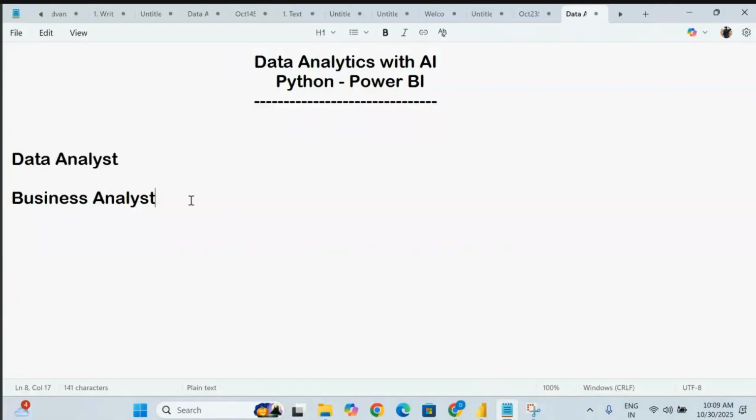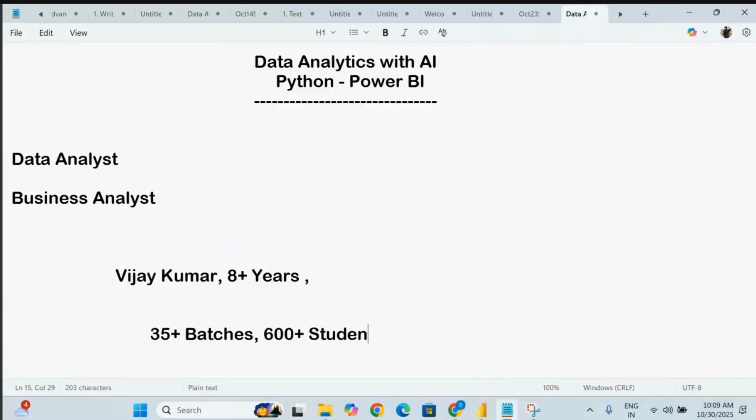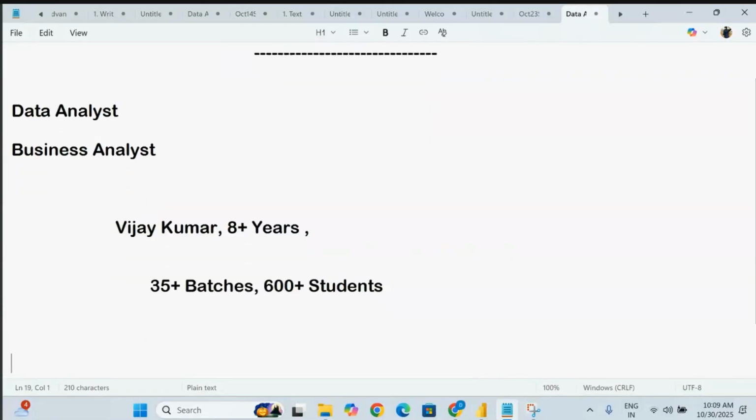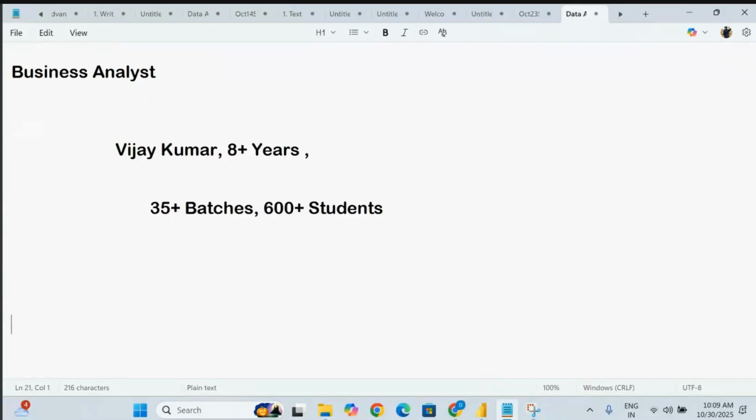So before we discuss that, let me introduce myself. I am Vijay Kumar, having 8+ years of experience as a senior analyst. So far I have trained 35+ batches on data analytics, more than 600 students. I have worked in different domains and different work environments. So we can discuss the real-time scenarios that help us to get the job. Let's understand one by one.